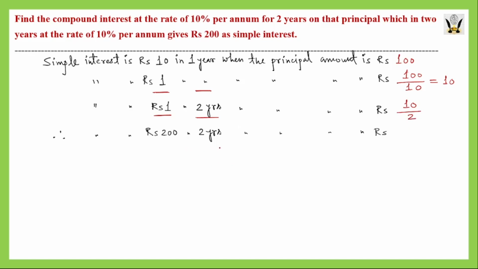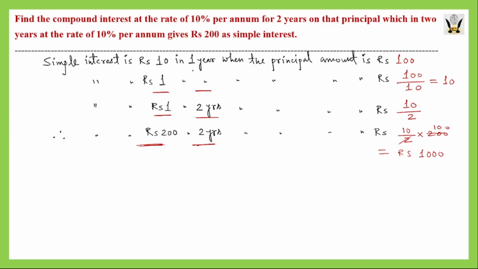Now we will keep the time period the same, and we will increase the interest. So more interest means more principal amount. So that's why here it will be 10 divided by 2 and then multiplied by rupees 200. So this time it will be 100, and the total amount will be rupees 1000.